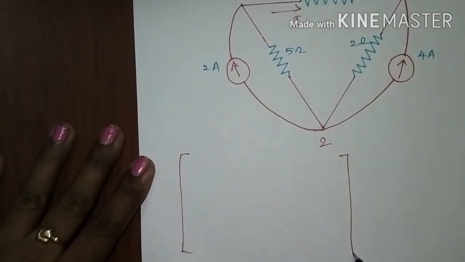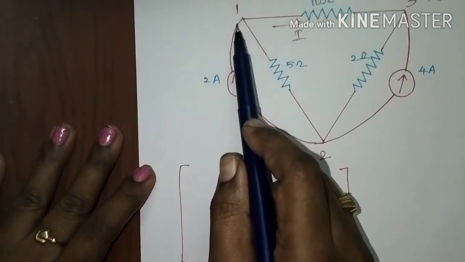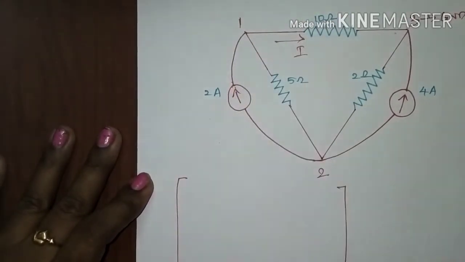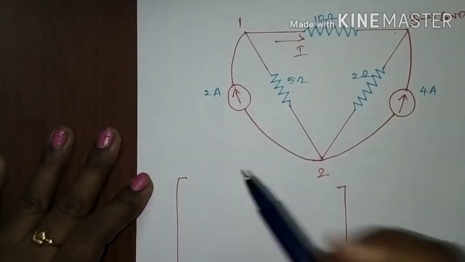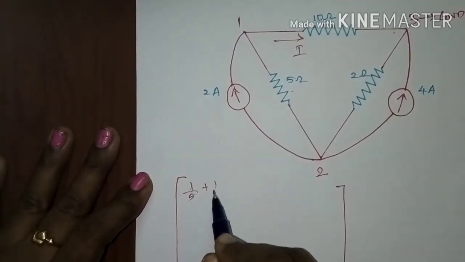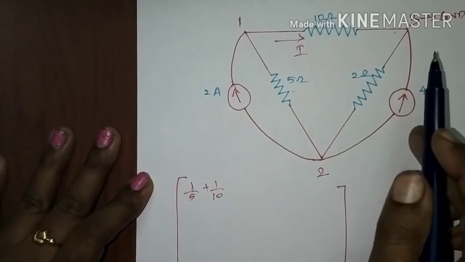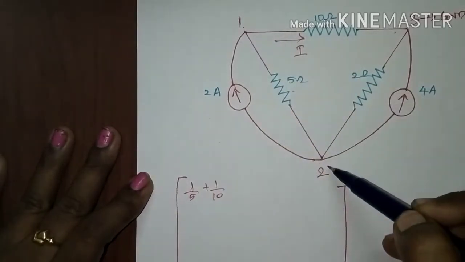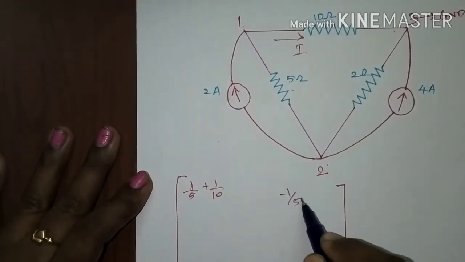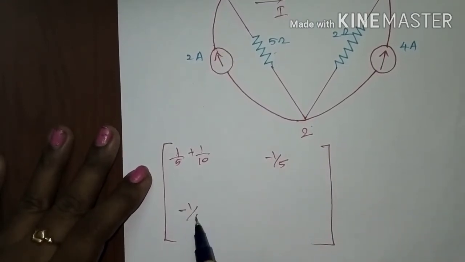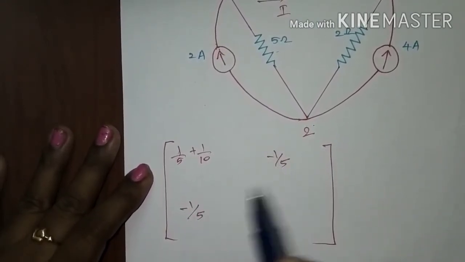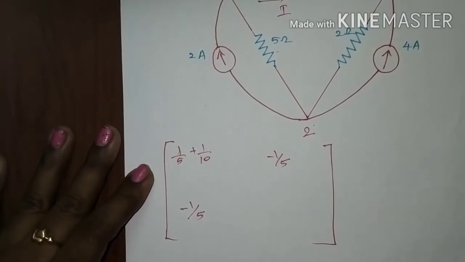If you write the matrix format, the first element would be the self element connected to node 1. The elements connected to node 1 are 5 and 10, so 1 by 5 plus 1 by 10. And the common resistance connected between 1 and 2 is 5, so minus 1 by 5. The resistance matrix is a symmetric matrix, so we have to write it in a symmetric manner.